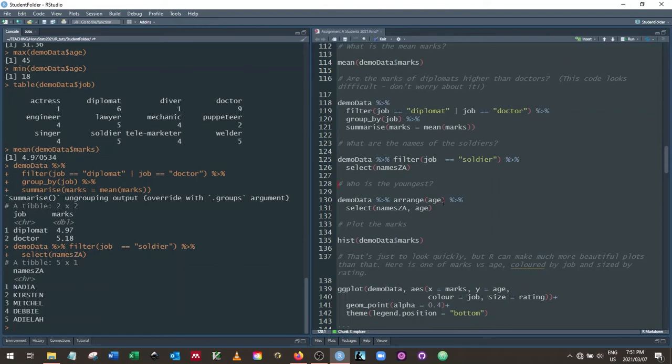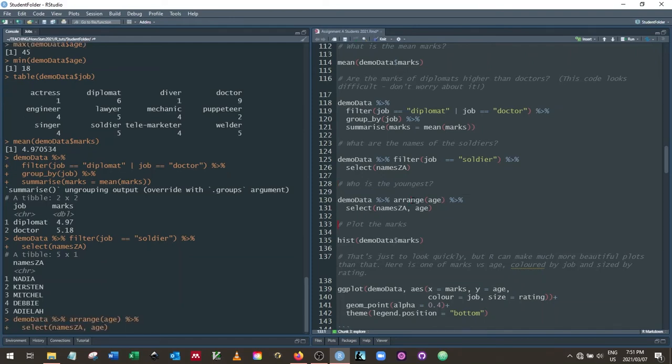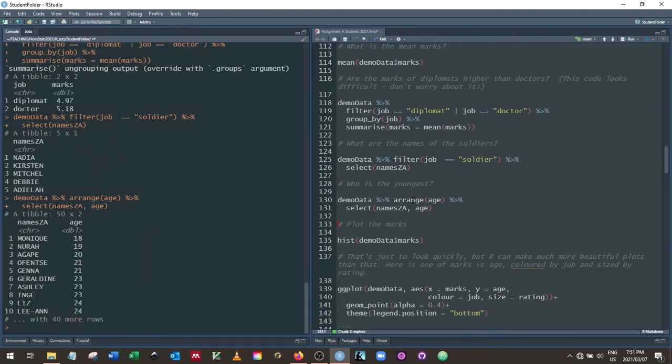Similarly, who is the youngest maybe? We run this line of code, and what it did was arrange the people by age. It printed the 10 youngest people, because that's what we told it to do, and we told it to sort them by age. It shows us that there's a Monique here, and she's 18, and she's the youngest in this data set.